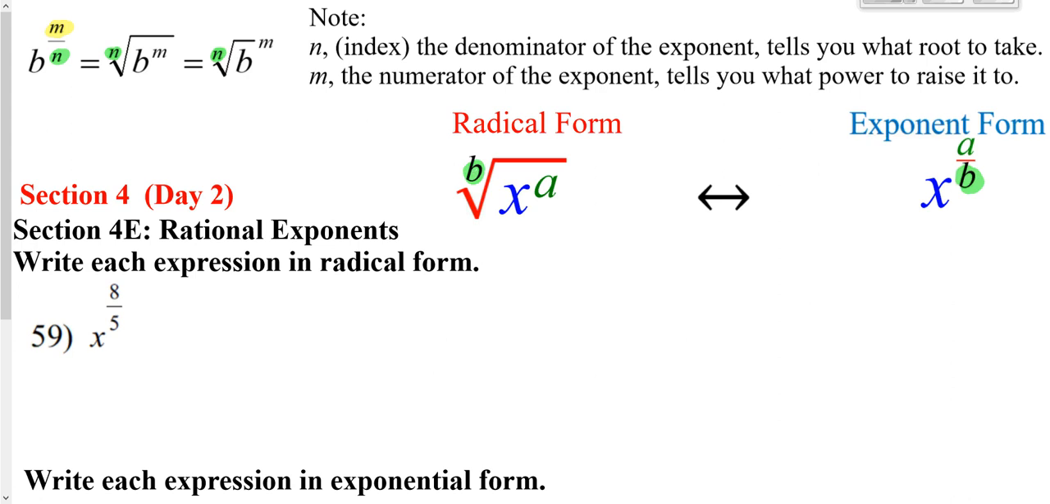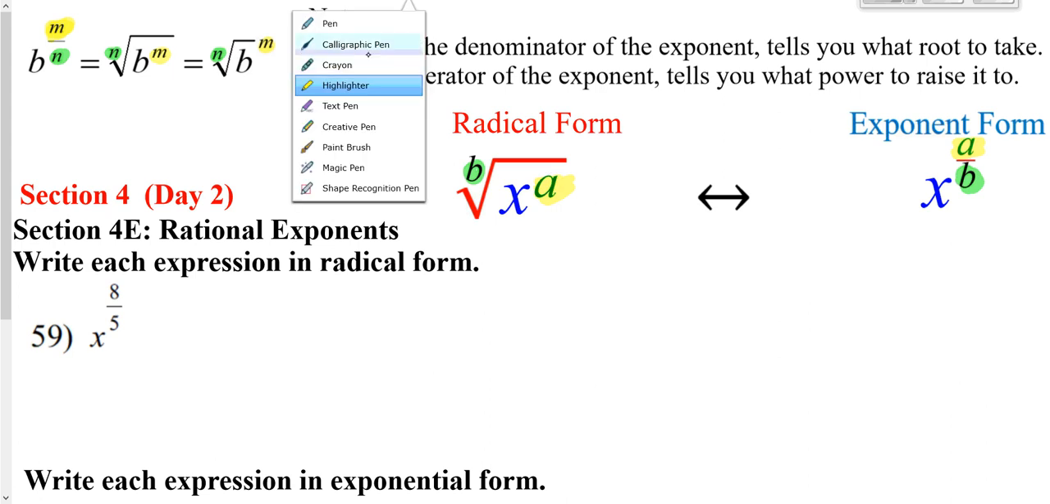Now, the number in the top, right here, of the exponent tells you the power you're raising it to. Now, whether you raise your b value to that power before you take the root, or whether you take the root and then raise it to that power doesn't make a difference. So once again, the number in the top tells you the power you're raising it to.